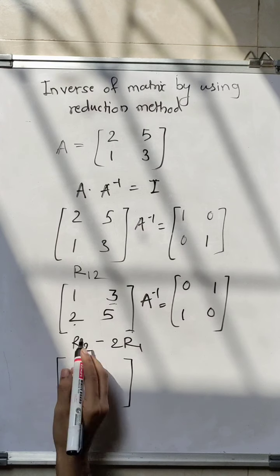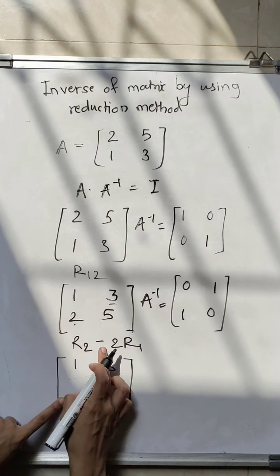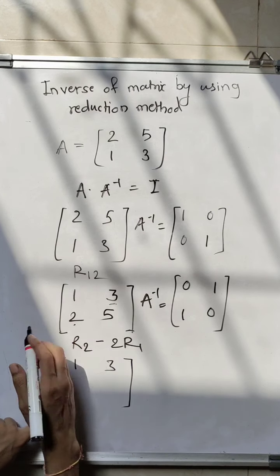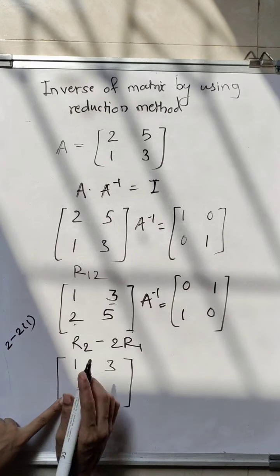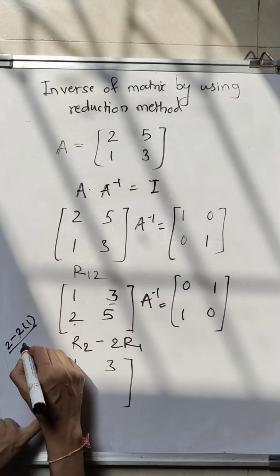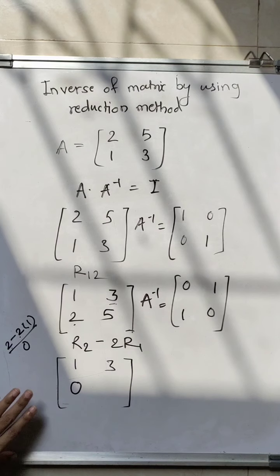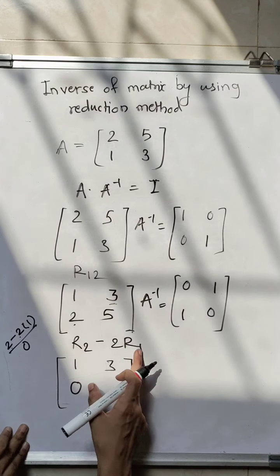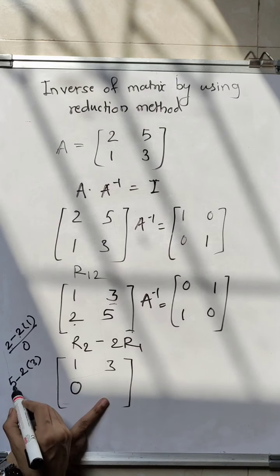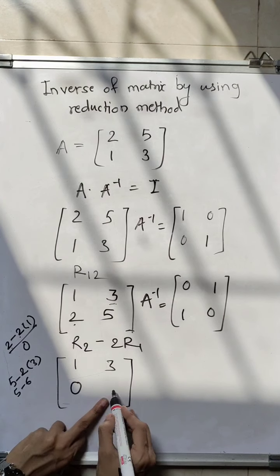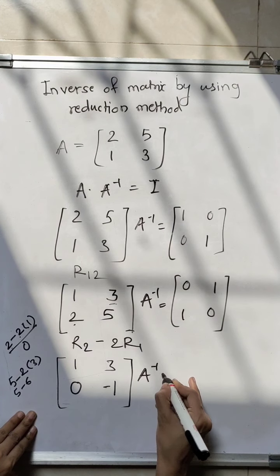Then the first row is as it is, that is 1 3. Now the second row, R2 minus 2 R1. Therefore 2 minus 2 into 1 is 0, so its entry will be 0. After that, 5 minus 2 into 3, so 5 minus 6, which is equal to minus 1. So A inverse as it is.